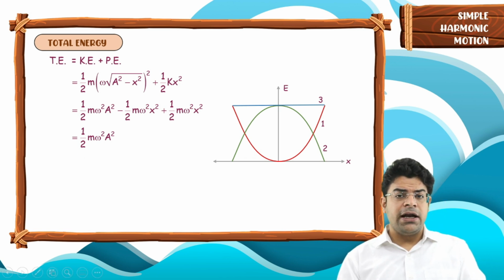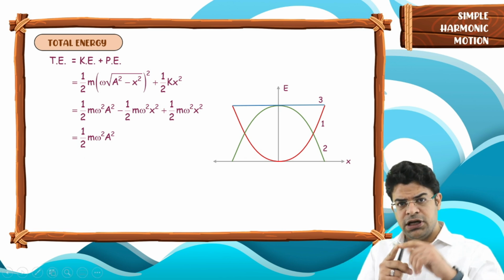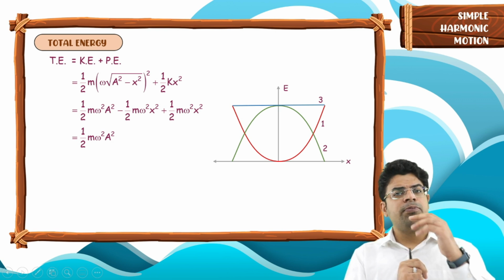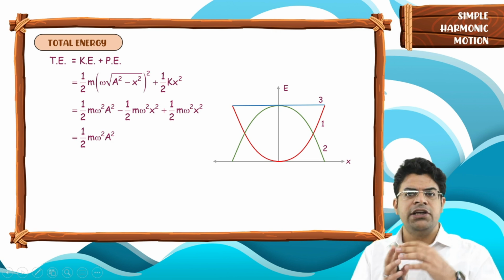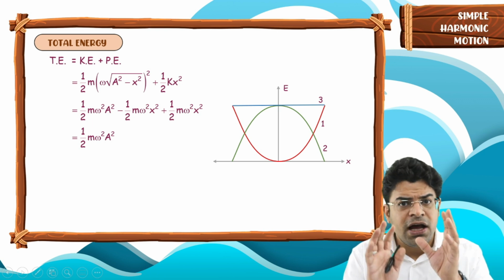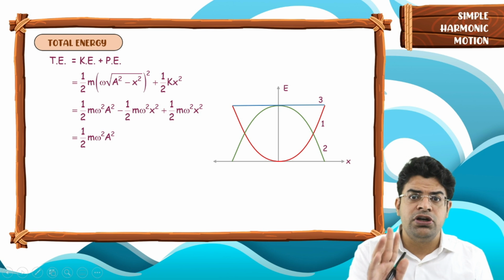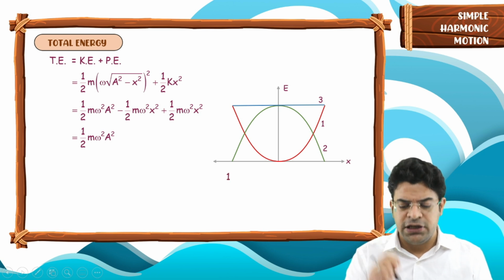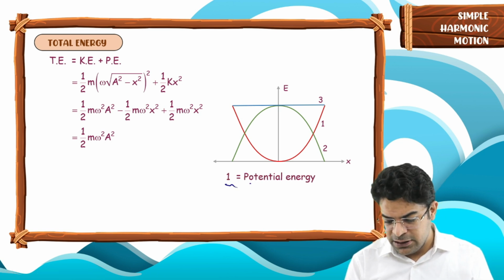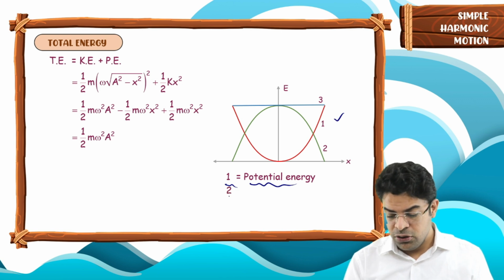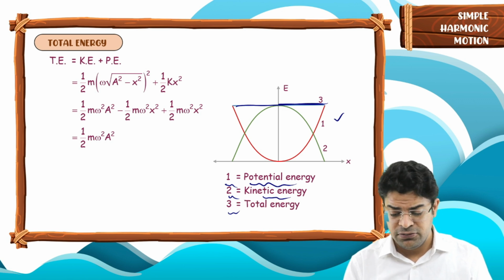So do remember that the maximum possible value of kinetic energy is half m omega square a square. The maximum possible value of potential energy is half k a square. These are equal and they are equal to total energy. The total energy in an SHM remains constant. It is independent of time. It is independent of position. So 1 represents here potential energy, 2 represents here kinetic energy, and 3 represents here the constant one, the total energy.